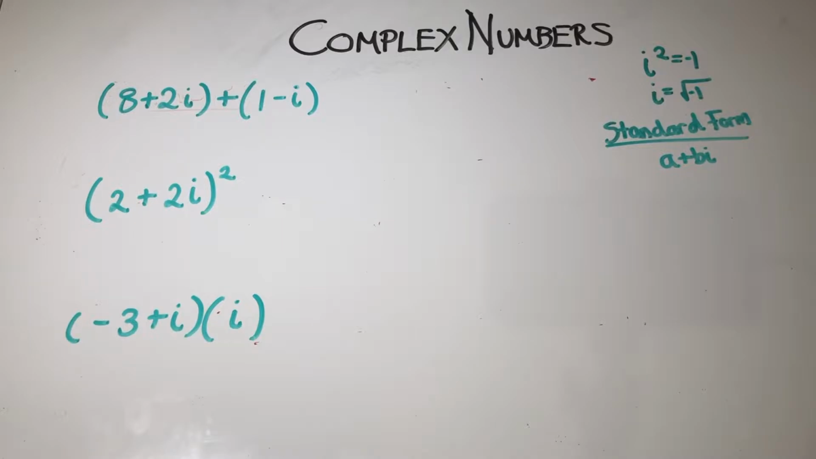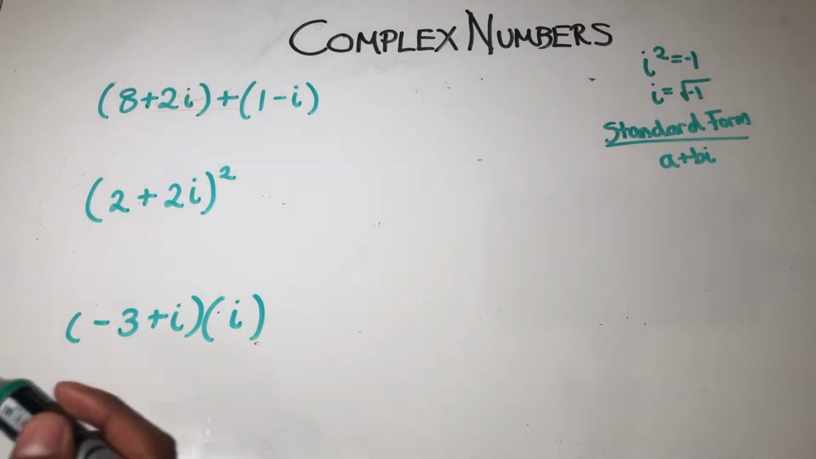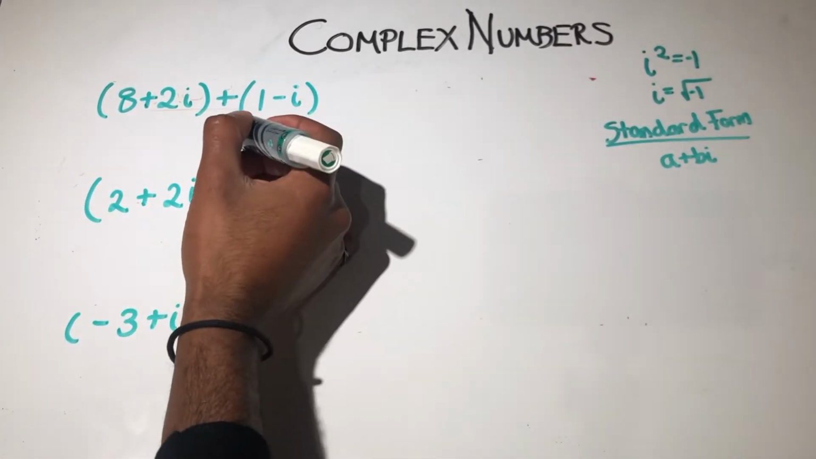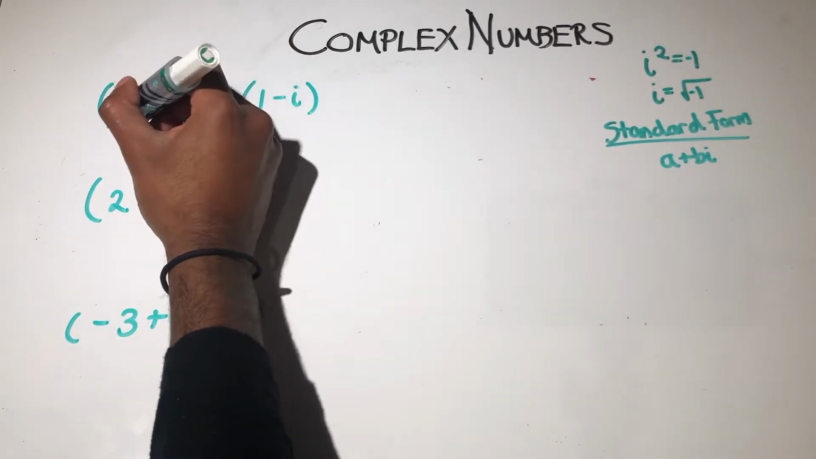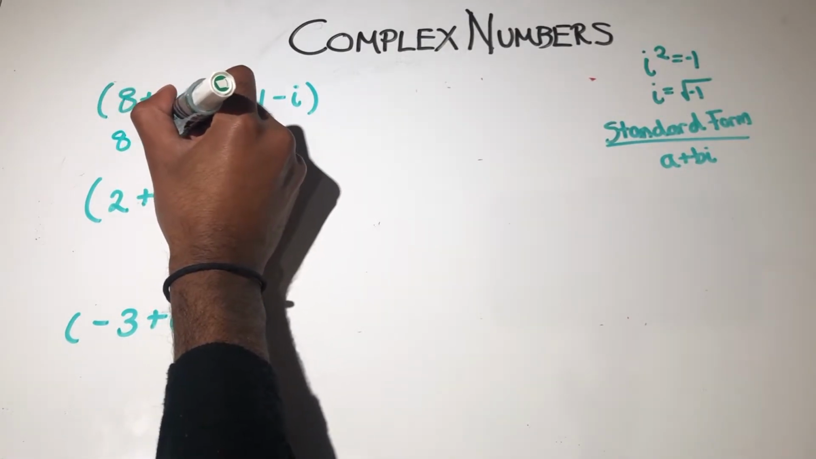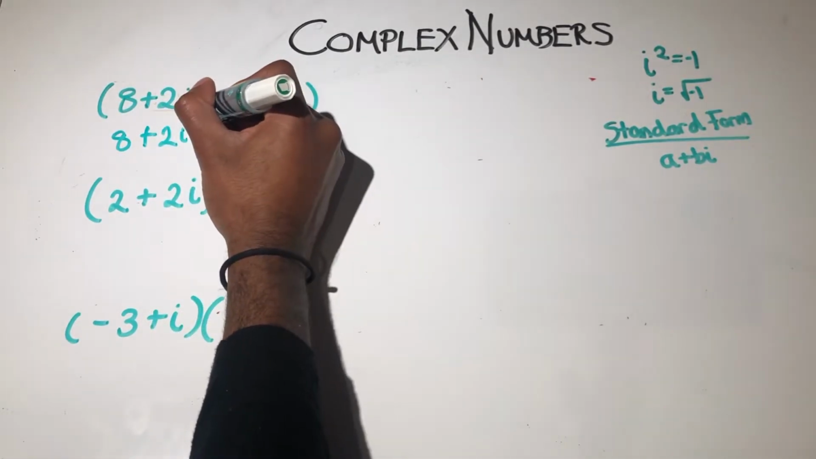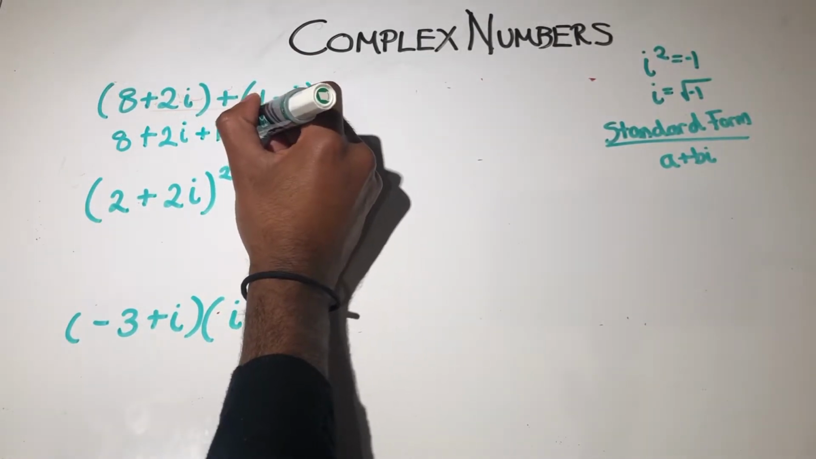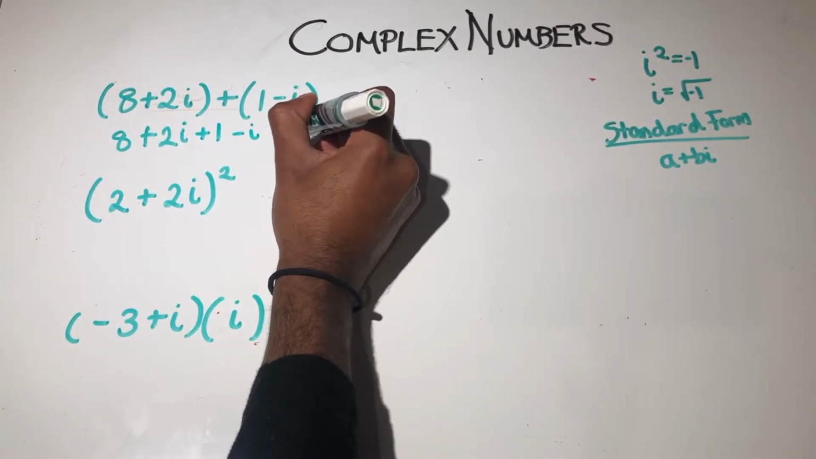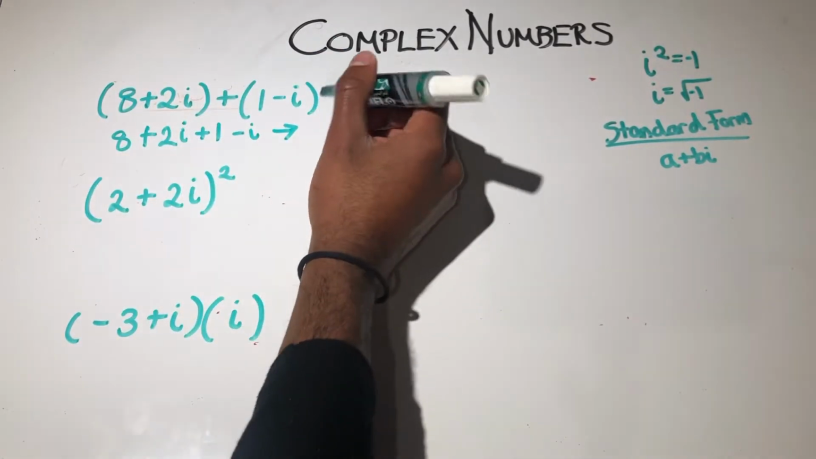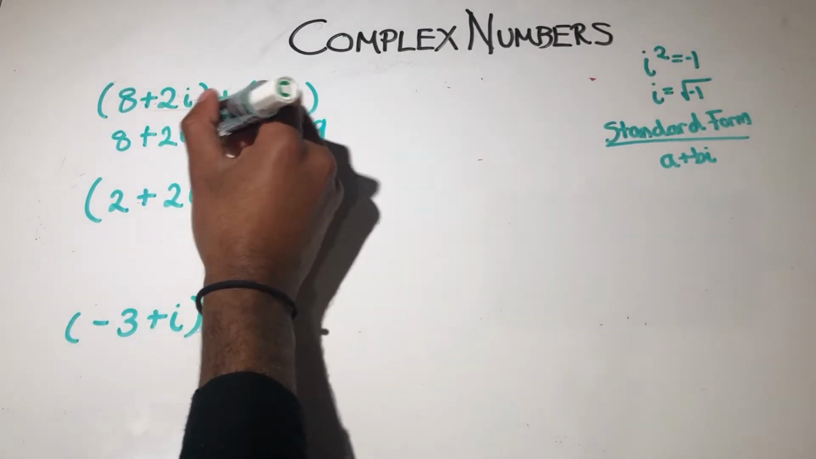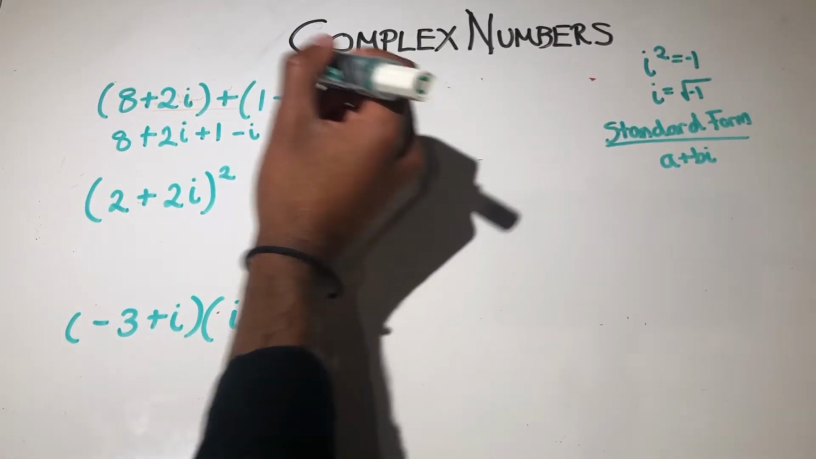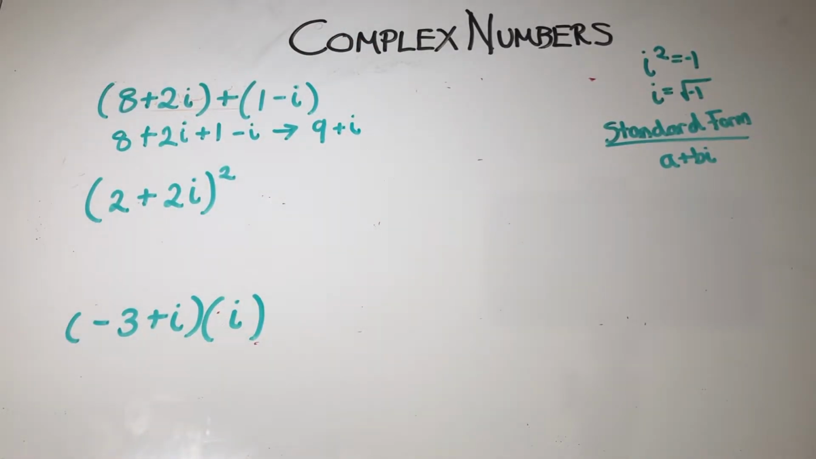Now let's go ahead and do the first example. We have 8 plus 2i plus 1 minus i. We can just go ahead and break the parentheses. We're going to get 8 plus 2i plus 1 minus i. And if we group like terms, we have 8 plus 1, which is 9, and then 2i minus i. This is going to give us plus i. And that's our first answer.